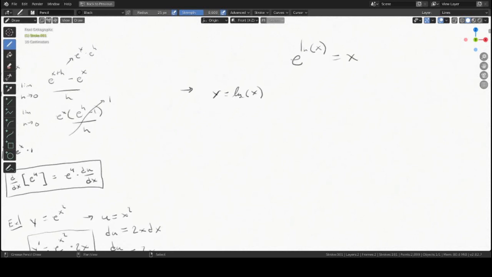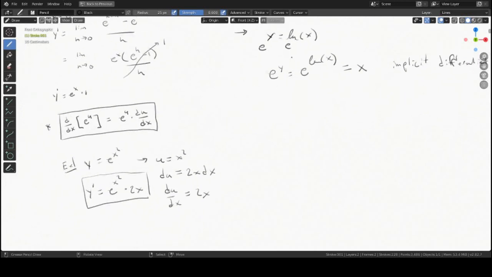Go ahead and use this, and we can simply e both sides. So we get e to the y is equal to e to the natural log of x, which is equal to x. Now, using this, we can go ahead and take the derivative of both sides using implicit differentiation. The reason we're using implicit differentiation is that we know for a fact that if we take the derivative of this e to the y, we're going to end up with a dy dx or a du dx.